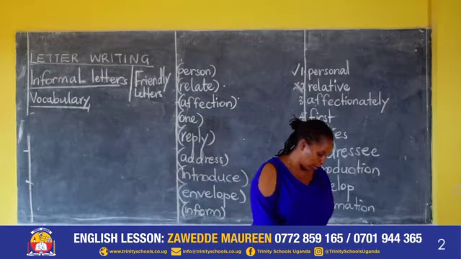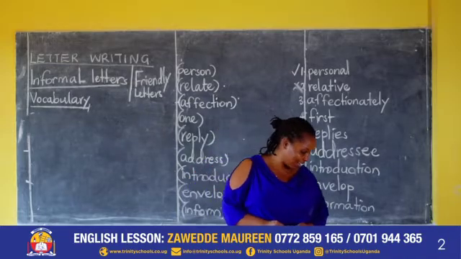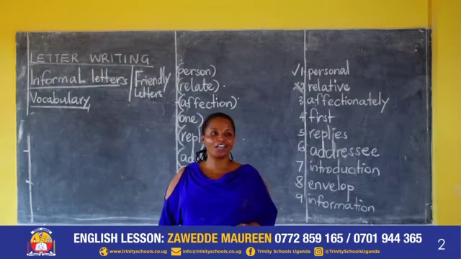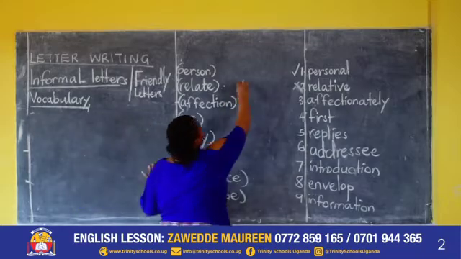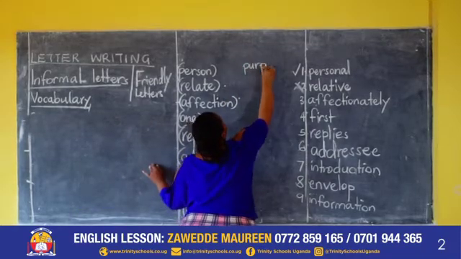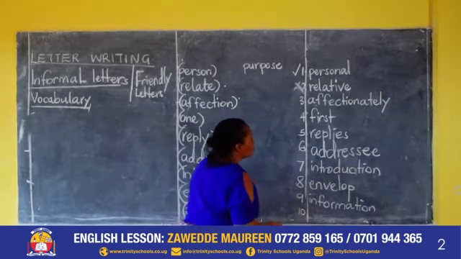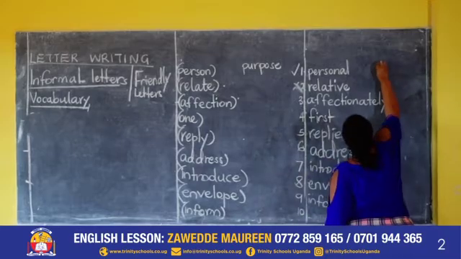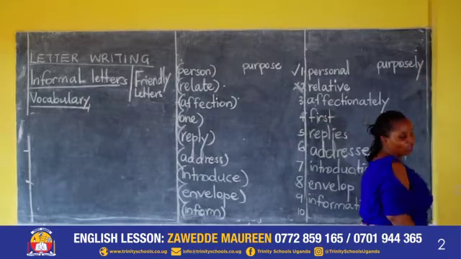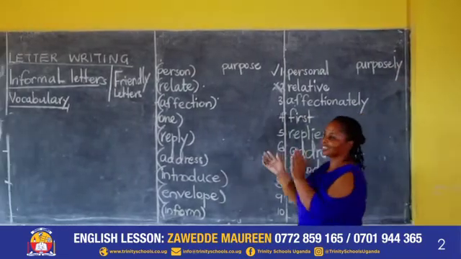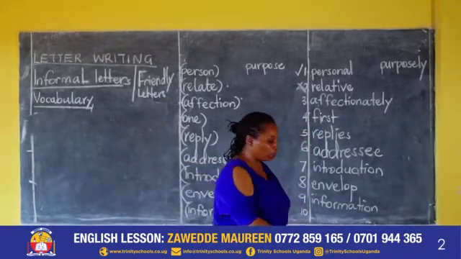Then lastly, question 10, I am dash writing to invite you to my birthday party. The word in brackets was purpose. And the answer was, I am purposely writing. Let me write it here where I can easily see it. I am purposely writing. So if you got all the answers correct, clap hands for yourself. Show that you are really attentive. Today I'm going to look at another thing.